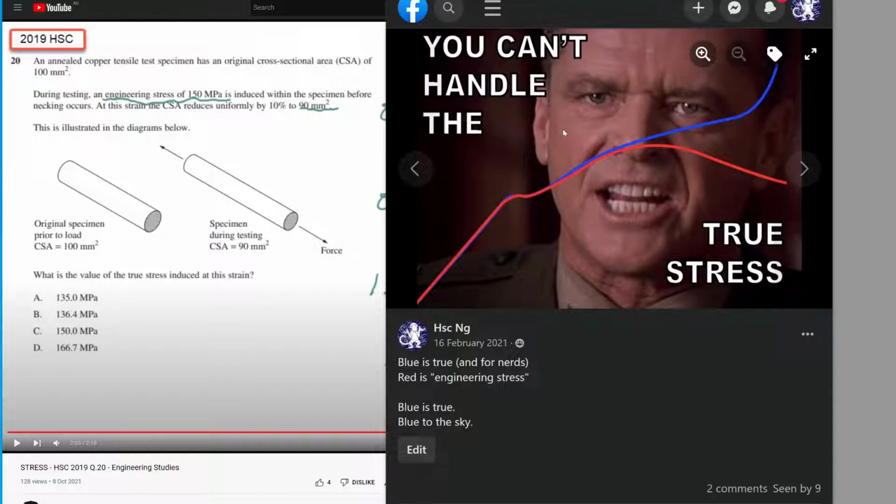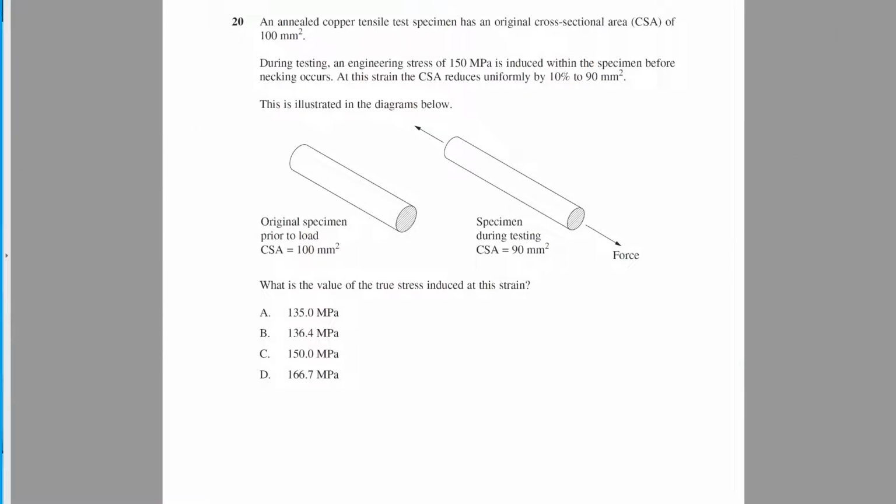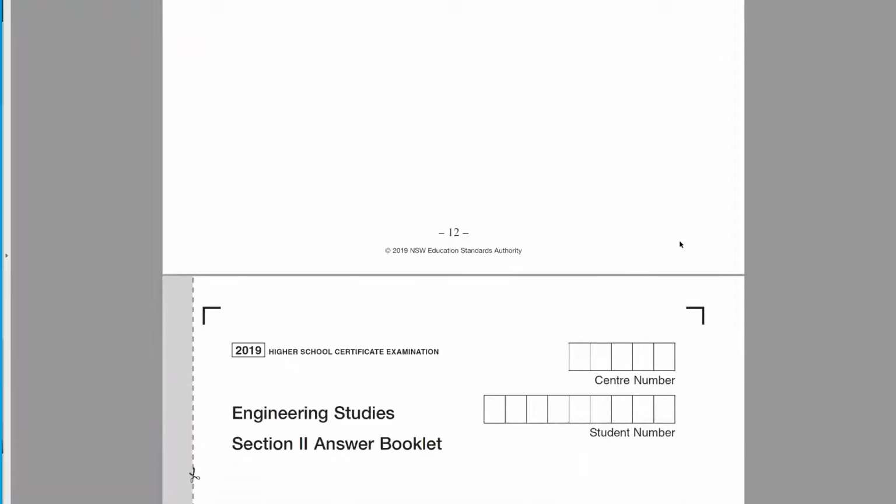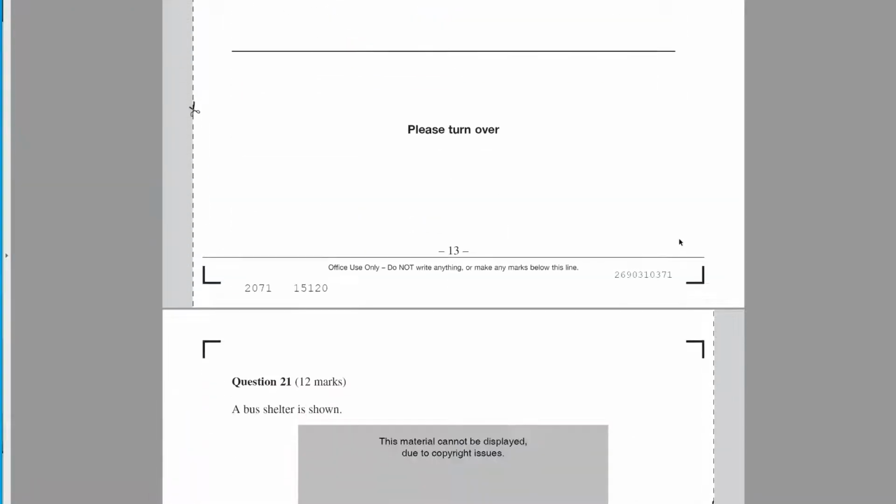Okay, so here's the picture. This is a guy saying you can't handle the truth, but I've made it, you can't handle the true stress. Blue is true, red is engineering stress. Blue to the sky, so blue goes high. So that can help us, if we look at these answers here, you can almost just take C as a punt anyway. Okay, so that's 20, but yeah, Ali from Eureka Engineering has a video on how to do that.